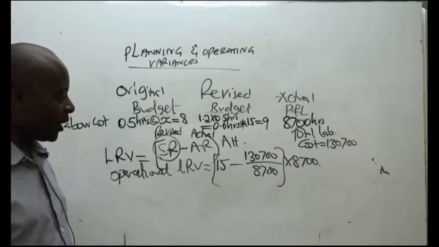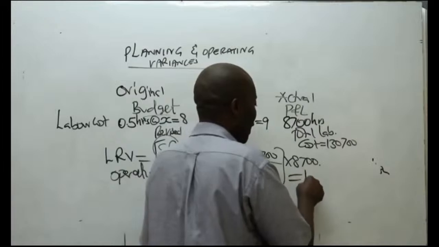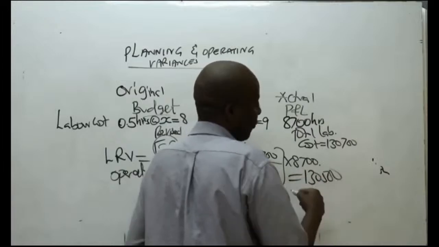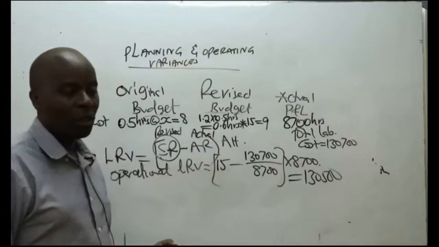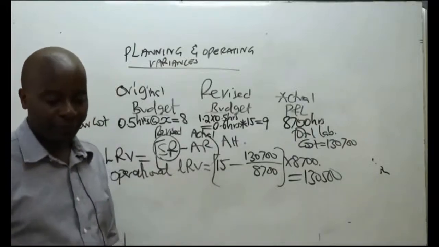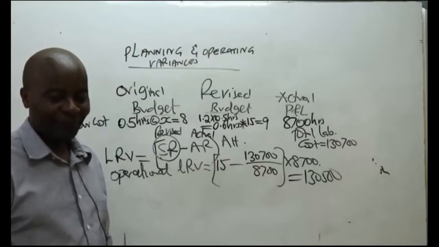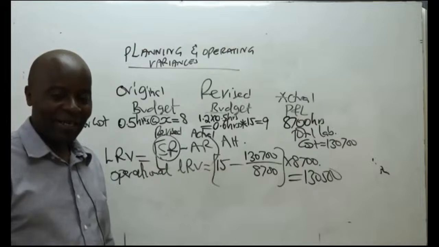Somebody is getting 130,500, but he forgot to tell us whether it's favorable or adverse. Is it positive or negative? 130,500 F or A?